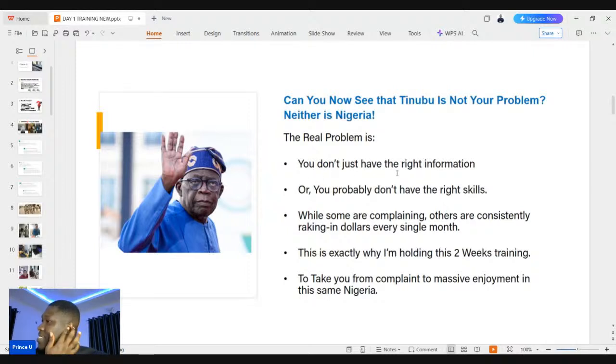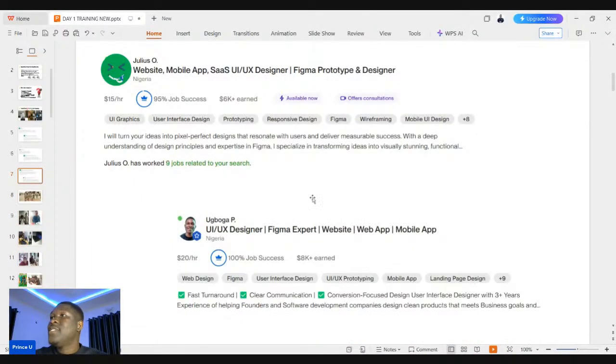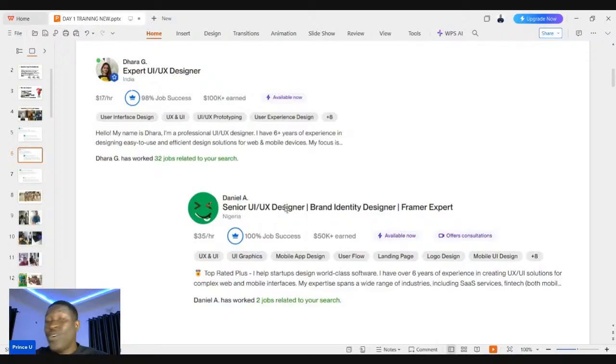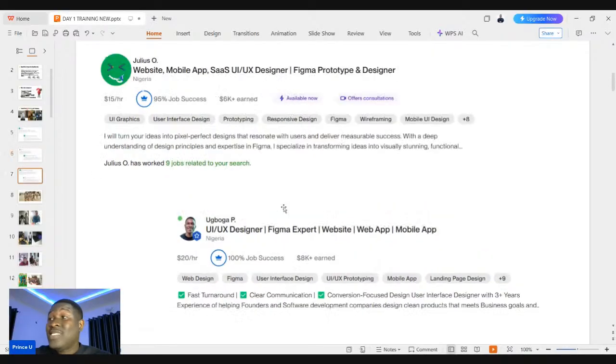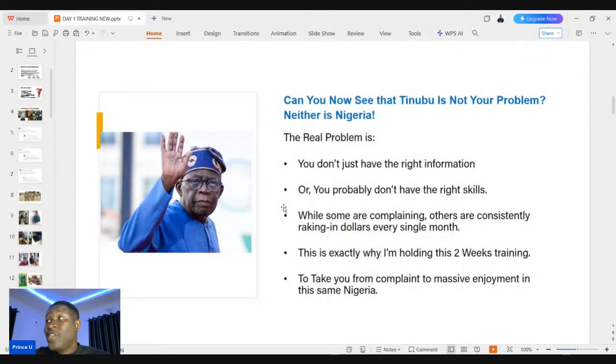So your problem is that you don't have the right information, or you probably don't have the right skills. I just mentioned that if you improve your value, you can increase your worth, your earning capacity, your financial capacity and all of that. So what I'll be doing in these two weeks is giving you a lot of information that's going to serve as a foundation. You can become a UI designer in two weeks, but you get the information you need to build on. Just like the experts and seniors you see, you too can become a senior expert and pro designer in a very short time, because I'll be giving you information.